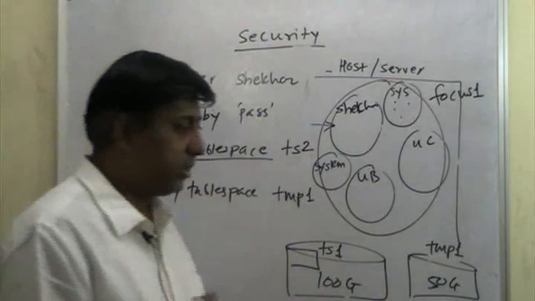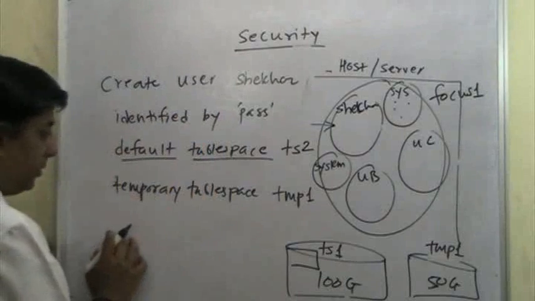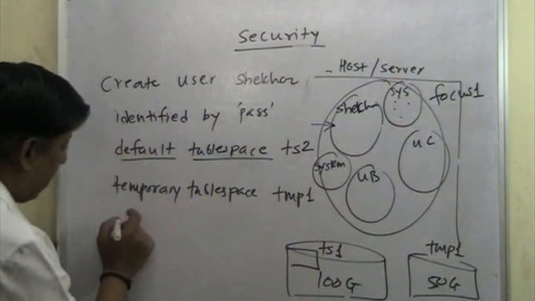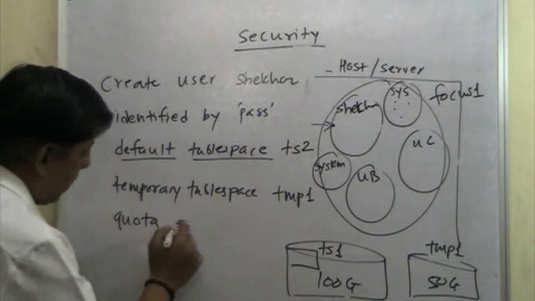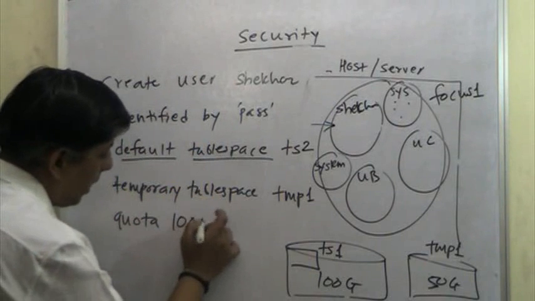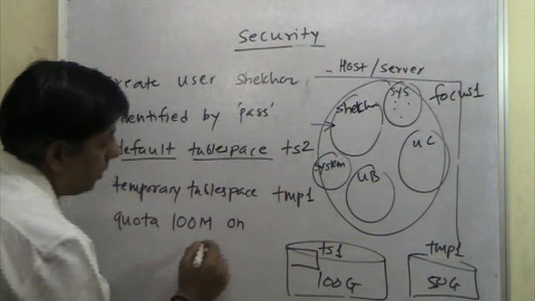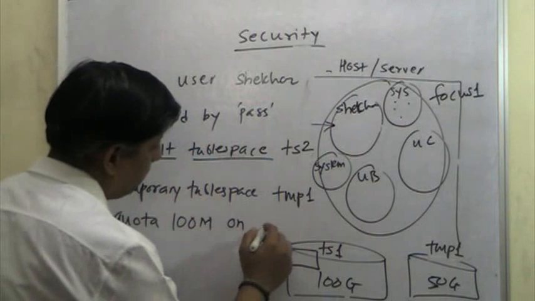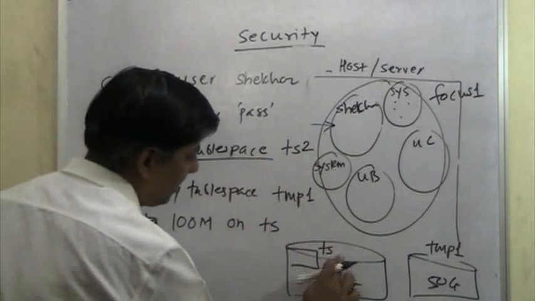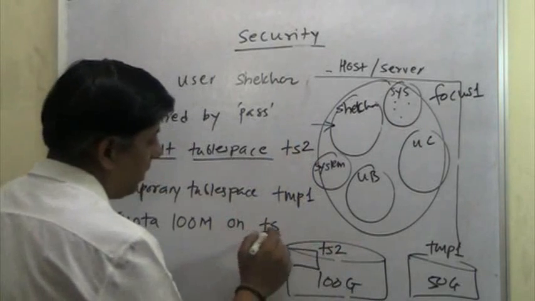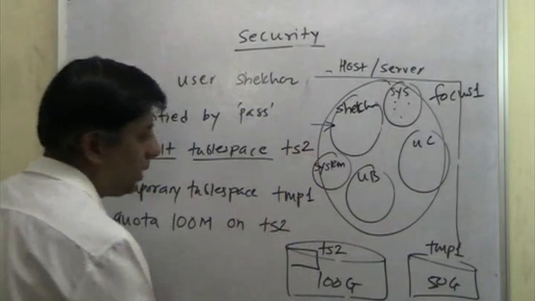So the temporary table space is temp1, and then the next thing is quota. Quota, and I'm going to say 10 or 100 MB on, now this time I will say TS2. Okay, this was TS2, so let us keep this as TS2. Let us keep it simple.